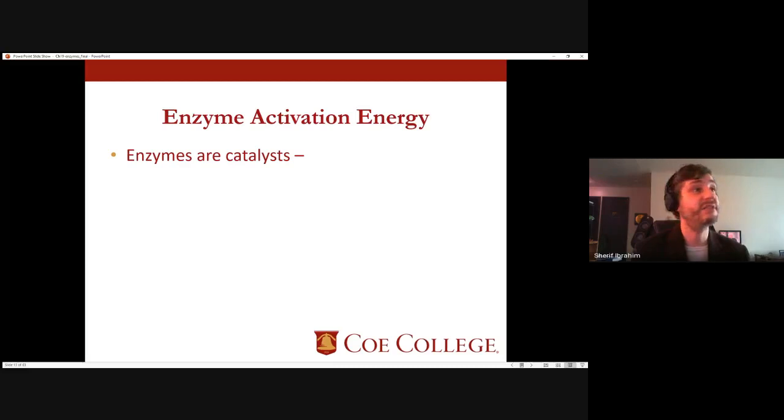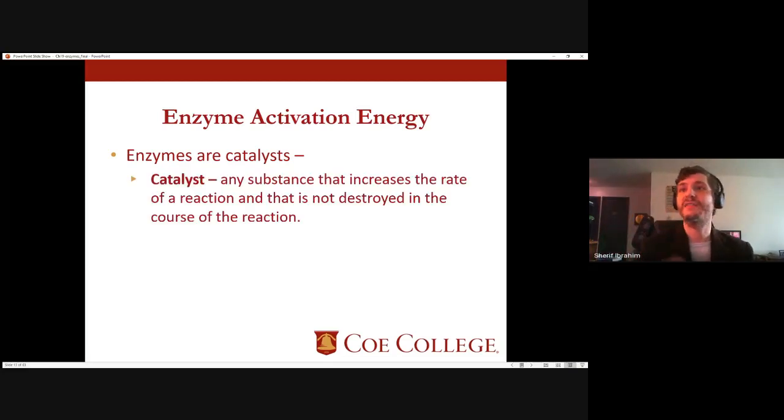Activation energy. So enzymes are catalysts, and what is a catalyst, right? We usually think of a catalyst as something that makes a reaction go. A catalyst has a very particular definition. A catalyst is any substance which increases the rate of a reaction and is not destroyed or consumed in the course of the reaction. So, in theory, you can add one molecule of a catalyst to a reaction. I've got a bottle of some alcohol over here, and I add a little drop of one catalyst that converts that alcohol into acetic acid, vinegar.